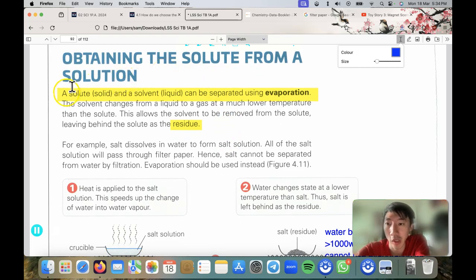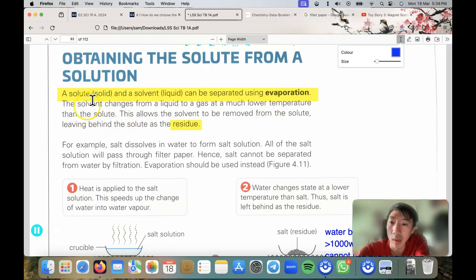Okay, what is evaporation? When you have a solute, which is a solid, and a solvent. Okay, remember what are solutes? Things like sugar and salt. These are solutes. Okay, these can actually be separated using evaporation. And so the solvent changes from a liquid to a gas at a much lower temperature than the solute.